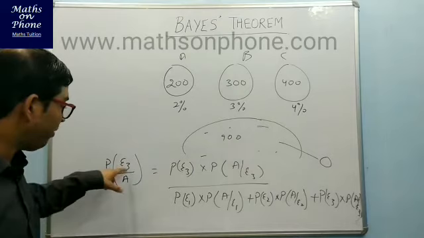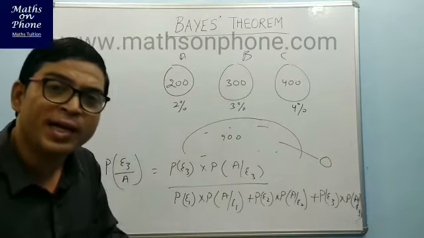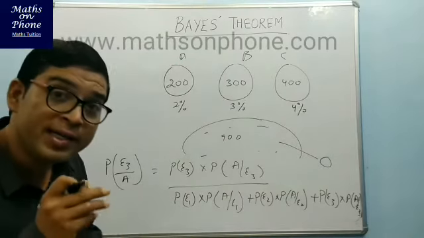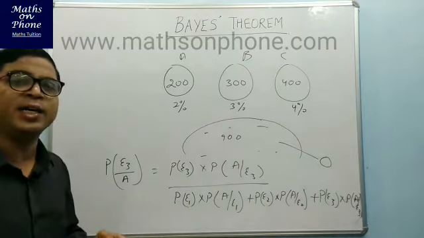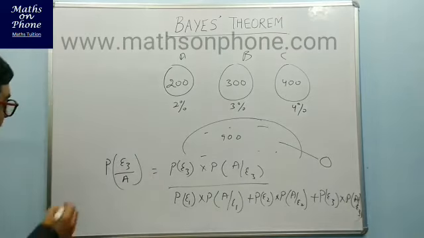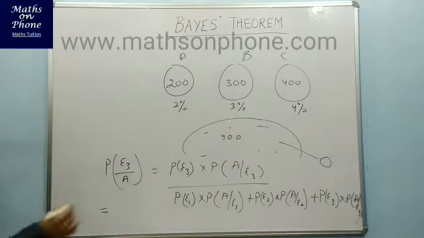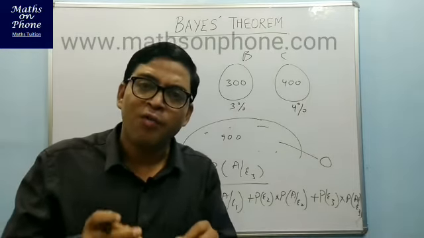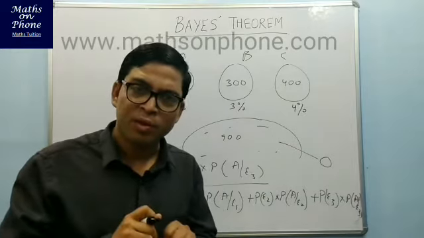Or if we need to find P(E2 by A), what is the probability that it has come from plant number 2? It is already known that it is defective. So we apply this theorem. Very easy to just remember the formula and apply this. For this particular problem, I am just finding here. So it will come out to be P(E3 by A). P(E3). What is the probability of a toy being manufactured in plant number 3?